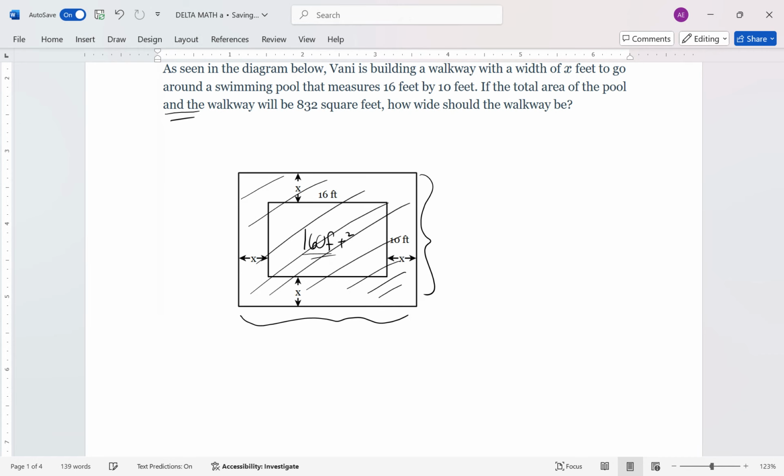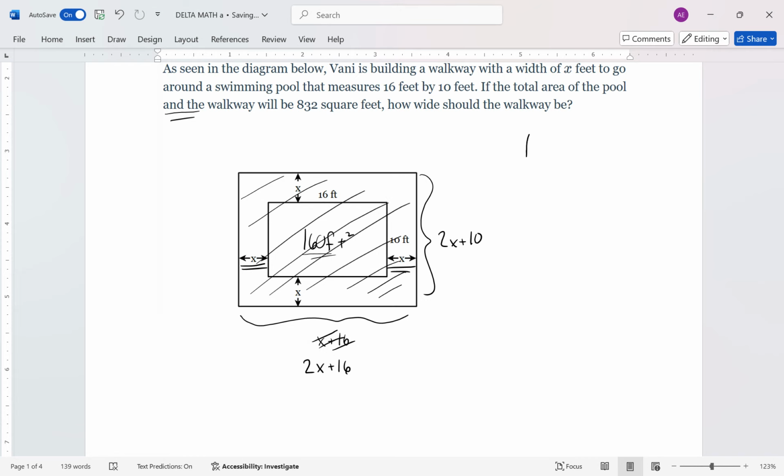and its own height. Now, a common mistake here is to say, well, the base of the pool is 16 feet and we want to add on the walkway, so we're going to do x plus 16. That is a common mistake. There's an x on each side. We're extending it x feet to the left and x feet to the right. So 2x plus 16 will be the base. And similarly, not x plus 10, but x on the bottom and on the top, 2x plus 10.